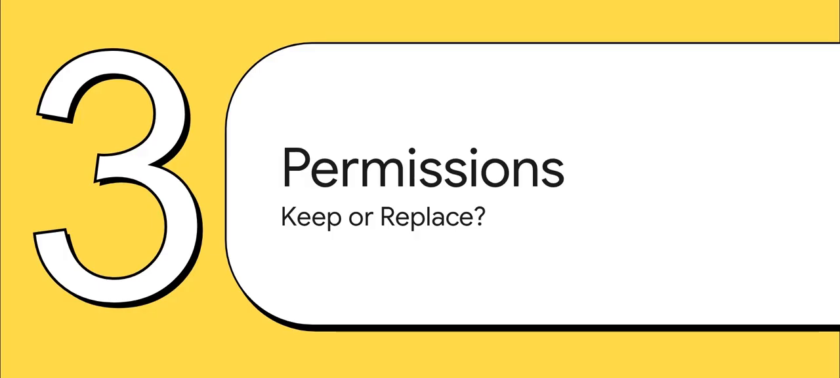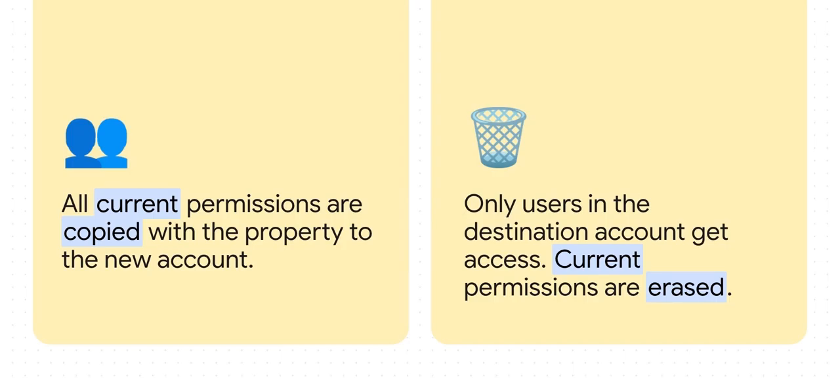Okay, so let's talk about step 4, permissions. This is really the one part of the process where you have to make a big decision, and you've got 2 very different paths you can take. This is the choice. On one hand, you can keep your existing permissions. This basically just copies and pastes all the current users right along with the property. On the other hand, you can replace them. This option wipes the slate totally clean. It erases all the old permissions and only gives access to the people who already have access to the destination account. So think of it this way. Replace is for a fresh start, and keep is for maintaining business as usual for your team.